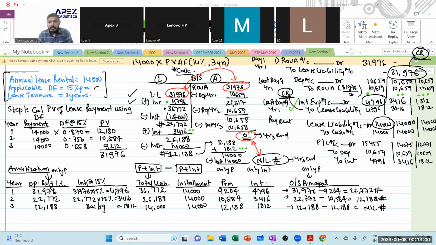Fantastic. Every year, if I pay the liability, will my liability reduce or increase? Liability will reduce if I'm paying it. Follow the downward blue arrow every year. Is my liability reduced because of the downward blue arrow? Yes, sir. Every year. By how much? 14,000. Perfect. Liability is reducing.